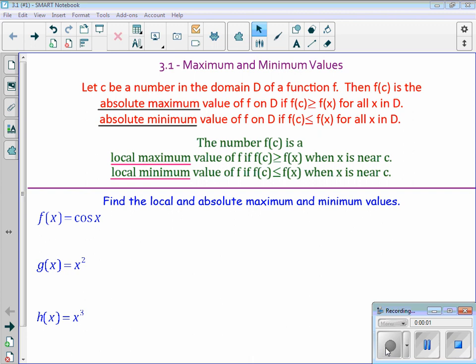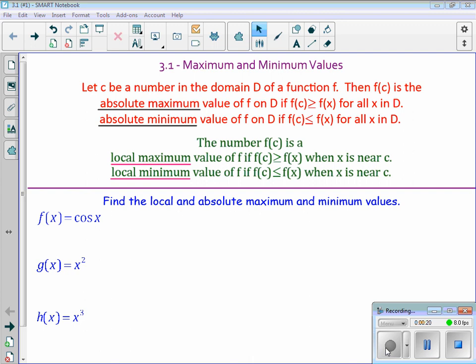All right, we're going to look at max and min values. A lot of this stuff is kind of like, oh yeah, that makes sense. But you have to be careful to distinguish between the two. So there's absolute max and mins, and there's local max and mins. So think about what the word local means. Okay, local is like around here, right?